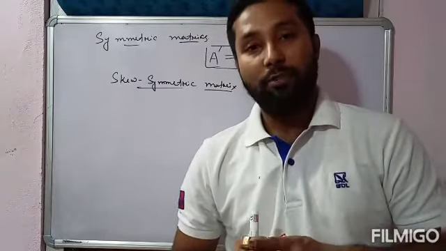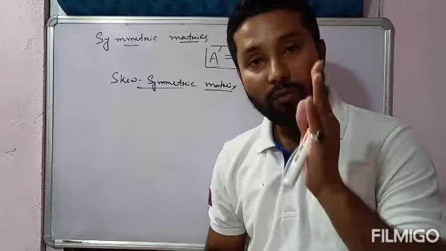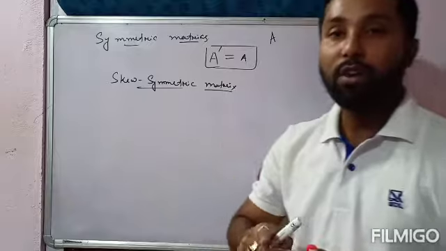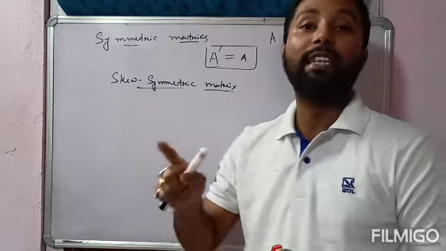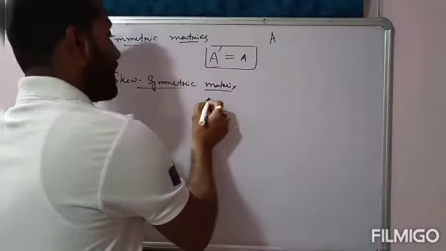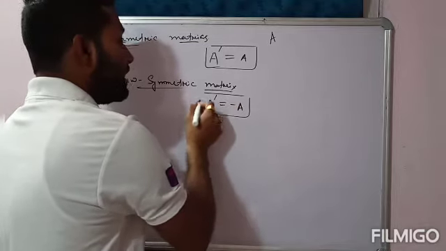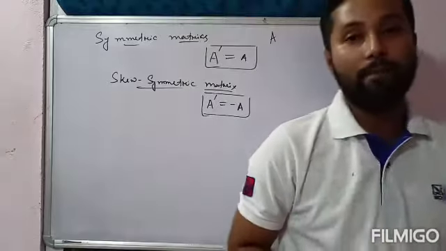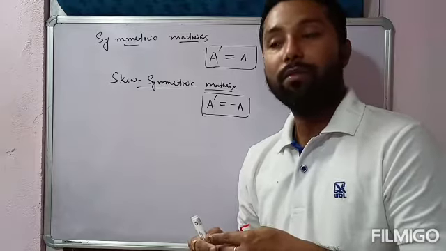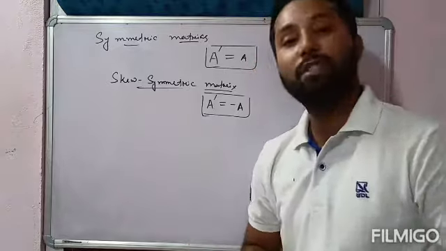Suppose A is a square matrix, and if the transpose of A is equal to the negative of A, then only it is called a skew symmetric matrix. And the condition of a skew symmetric matrix is A transpose is equal to minus A. Skew symmetric means that after interchanging rows and columns, we will get the same elements but with negative sign. Then only it is called a skew symmetric matrix.